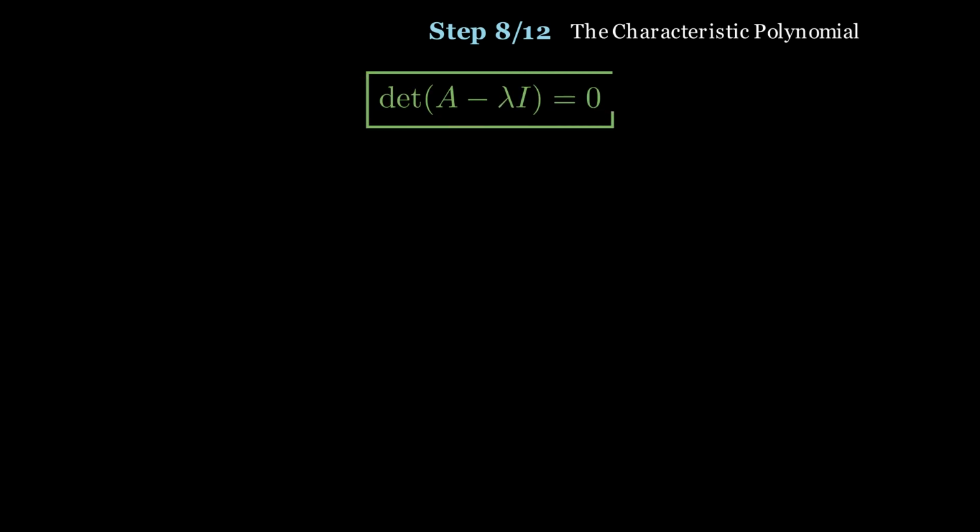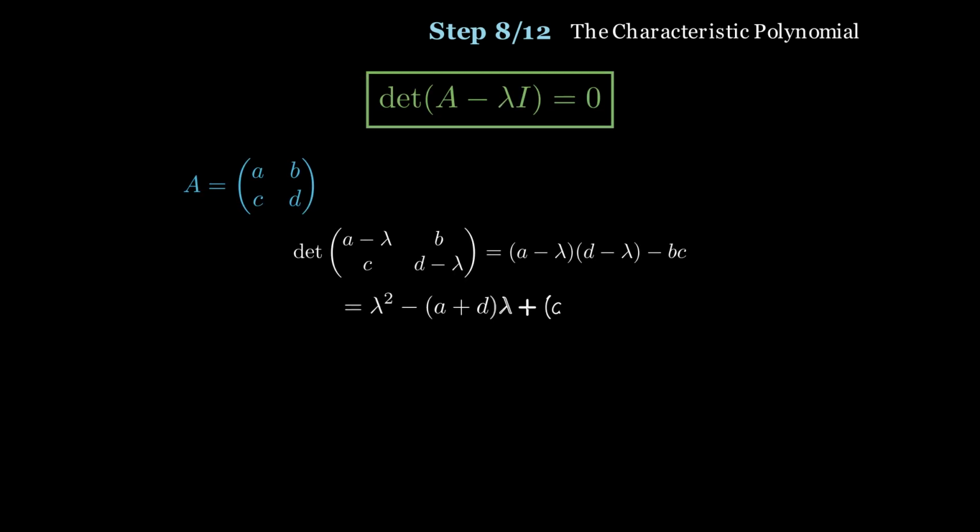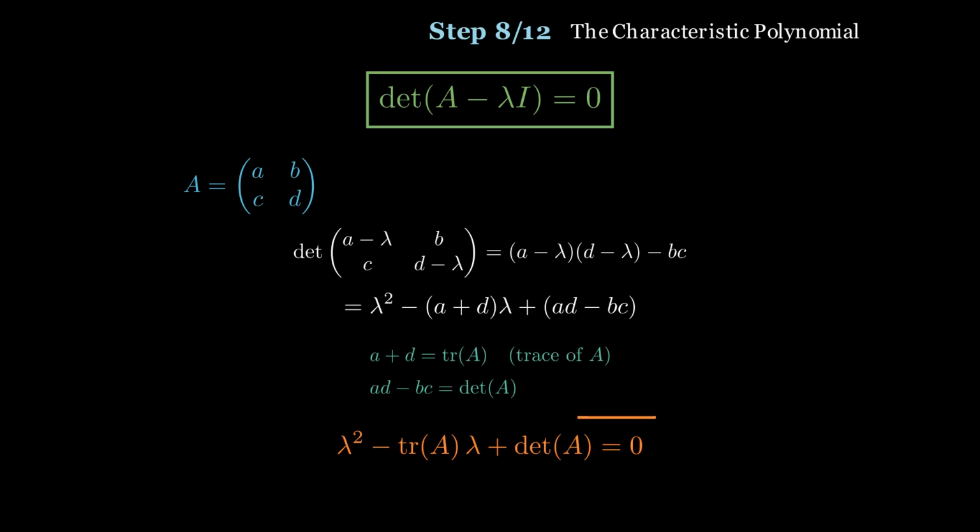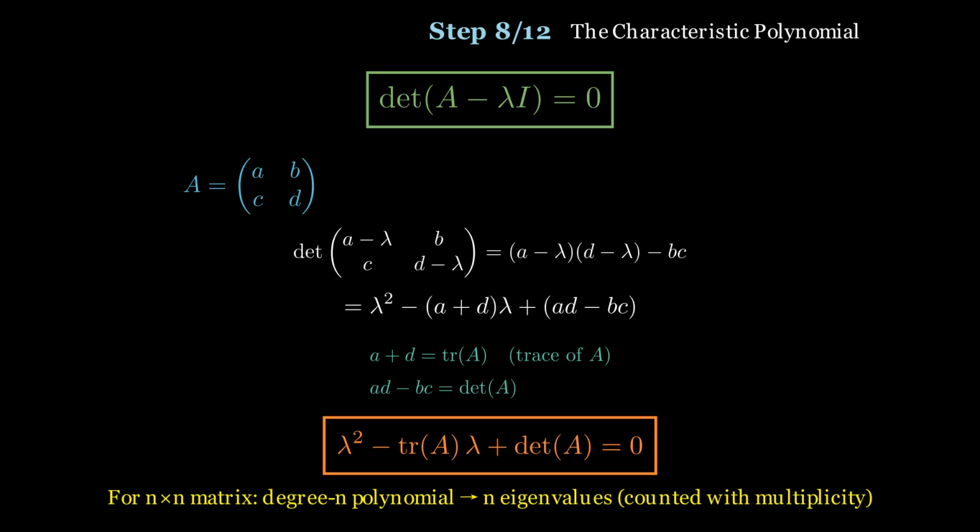Step 8. Expanding the determinant of A minus lambda I produces a polynomial in lambda, the characteristic polynomial. For a 2 by 2 matrix it is a quadratic: lambda squared minus the trace of A times lambda plus the determinant of A equals 0. For an n by n matrix it is a degree n polynomial, and by the fundamental theorem of algebra it has exactly n roots, the eigenvalues, counted with multiplicity.